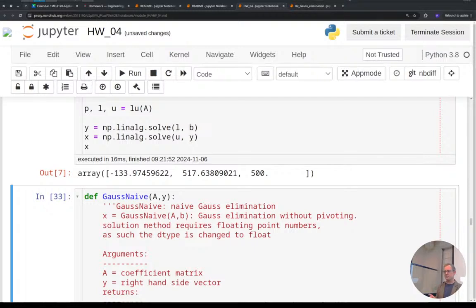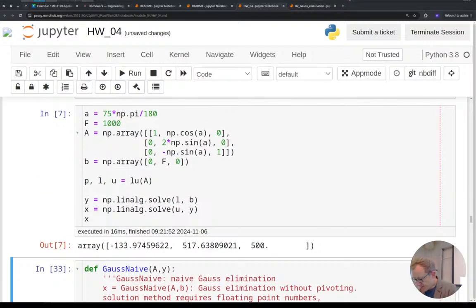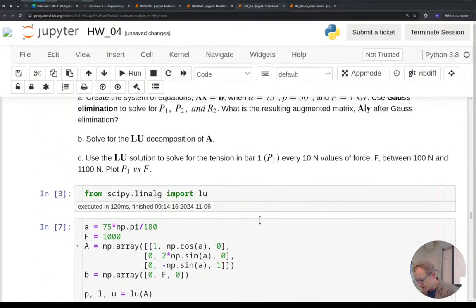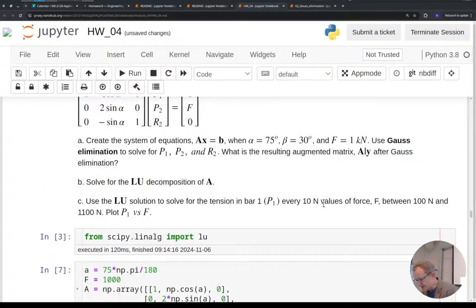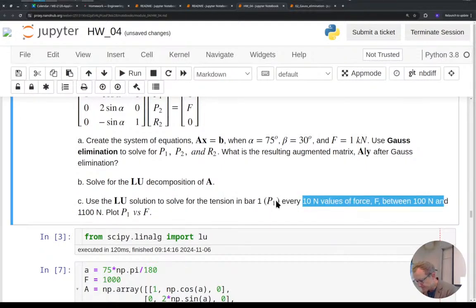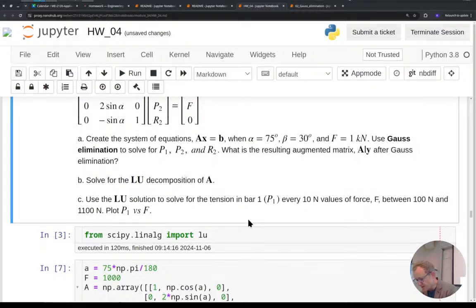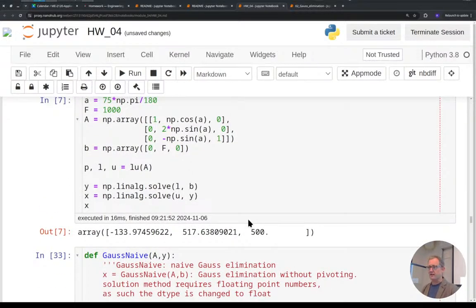So linear algebra equations, they're always linear. So if you multiply either side by one factor, all your answers are multiplied by that same factor, which is kind of nice because we're trying to plot this every 10 newtons from 100 to 1100. I can do it in a for loop, right? I can solve this problem over and over.